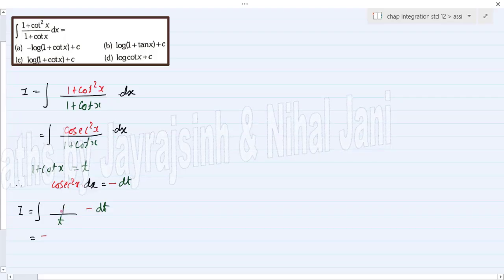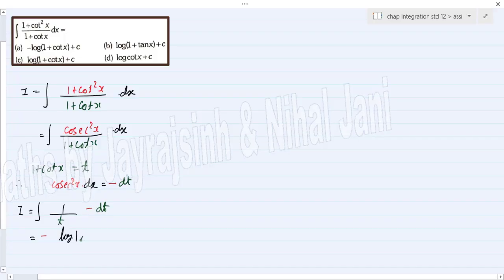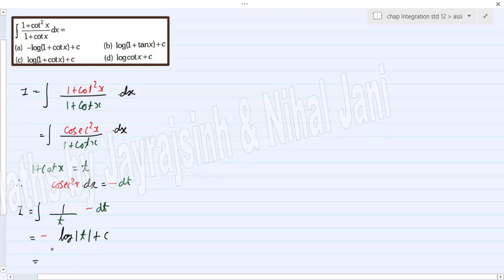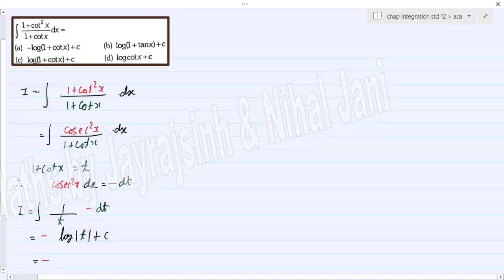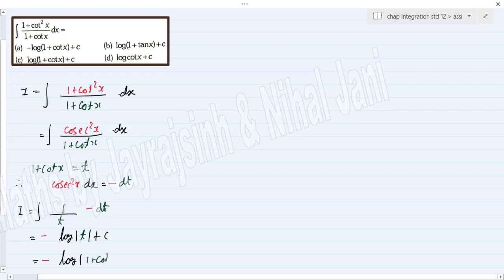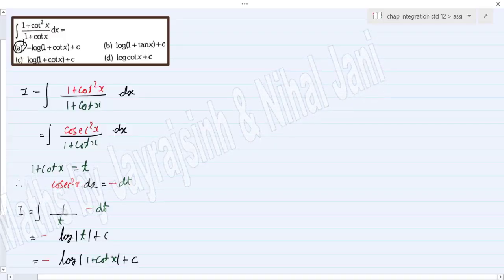We just have to integrate 1 upon t, which is log mod t plus c. Or to get the final answer, just substitute the value of t, which is 1 plus cot x plus c is your final answer, which is given option A. Ta-da!